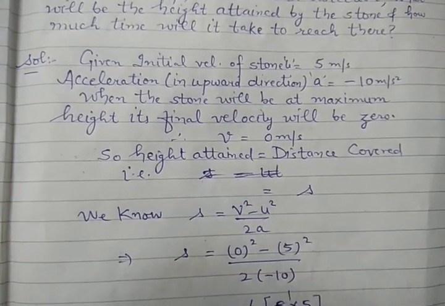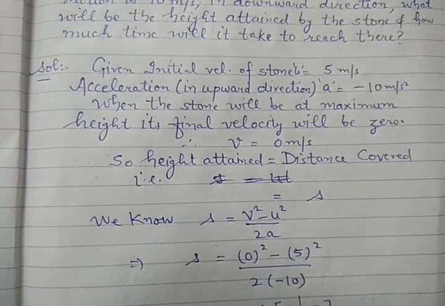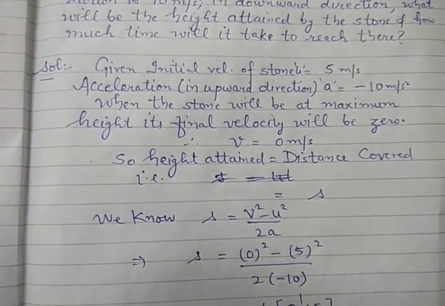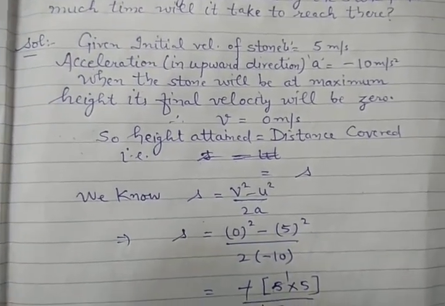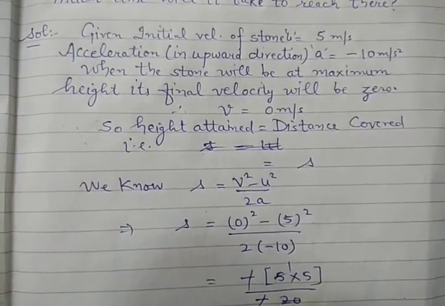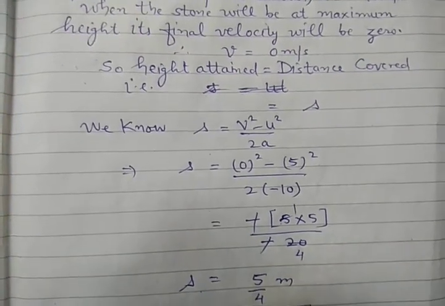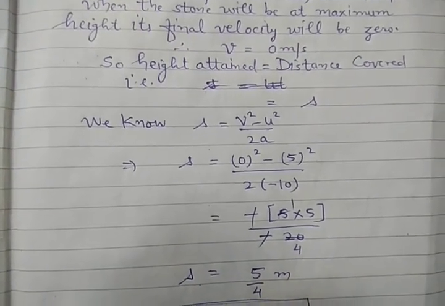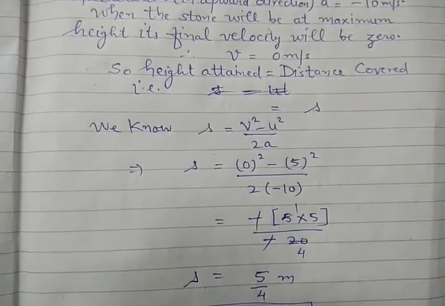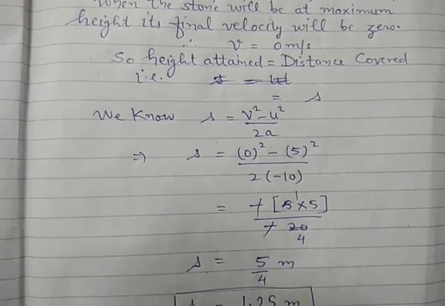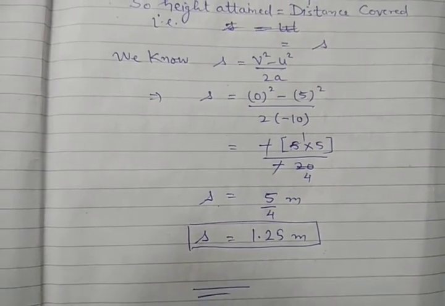So when the stone will be at maximum height, its final velocity will be 0, because it will stop after attaining the maximum height. It will stop there for fraction of seconds, so its final velocity will be 0. So therefore height attained will be equal to the distance covered, that will be equal to s, and we can find out s by using this formula. s is equal to v square minus u square by 2a. So put the values over there. v final velocity is 0, initial velocity is 5, acceleration is minus 10, so minus minus get cancelled, and we will get after cutting 5 by 4 meters, that is 1.25 meters.